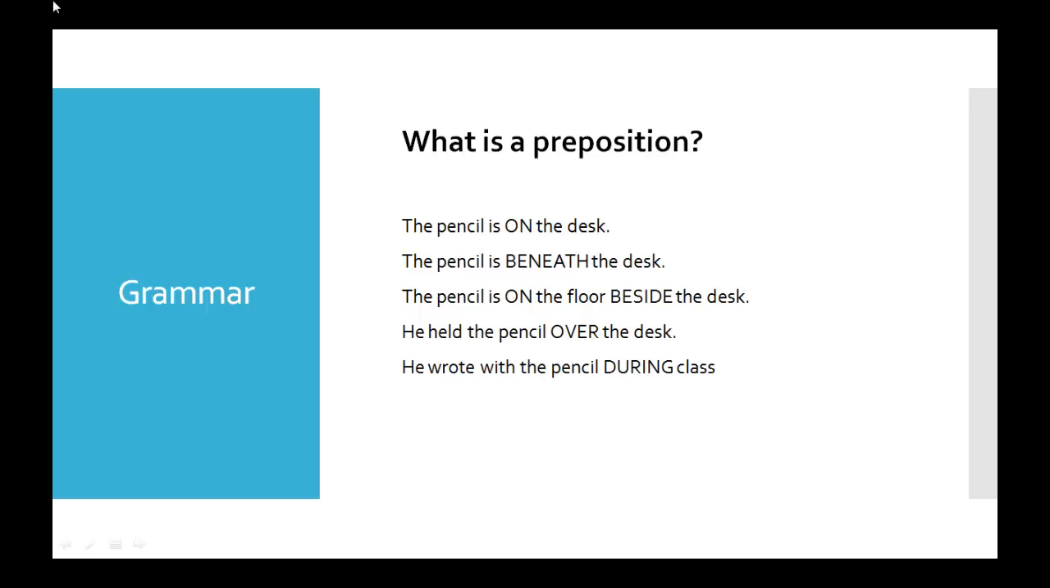The pencil is on the desk. The pencil is beneath the desk. The pencil is on the floor beside the desk. He held the pencil over the desk. He wrote with a pencil during class.